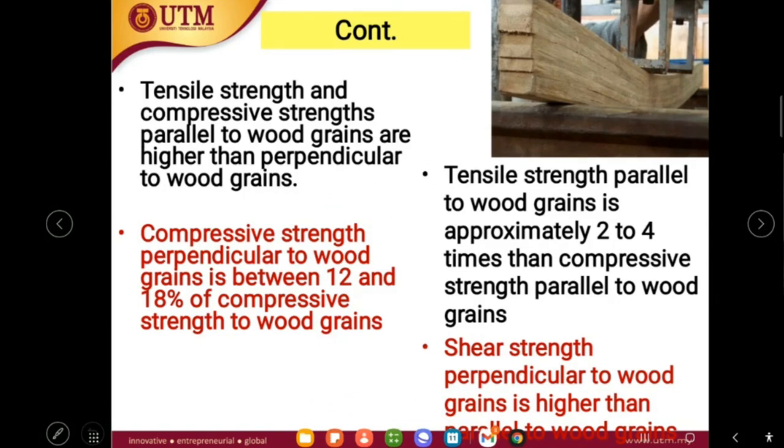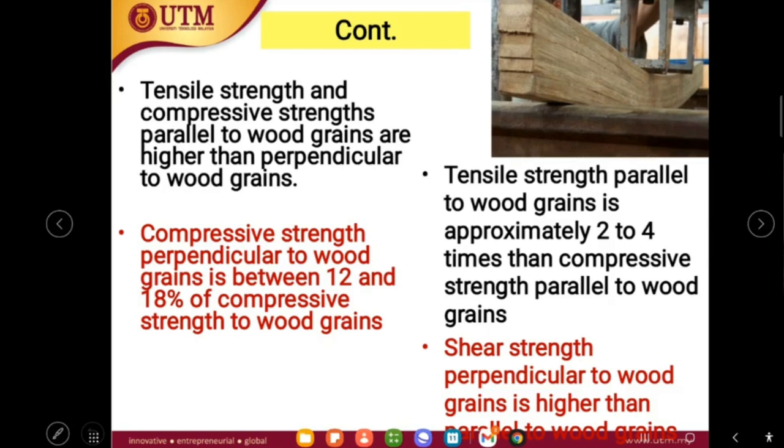So the tensile strength and compressive strength parallel to the wood grain are higher than perpendicular to the wood grain. Okay, and then the compressive strength perpendicular to the wood grain is between 12 to 18% of the compressive strength parallel to the wood grain. And the tensile strength parallel to the wood grain is approximately 2 to 4 times the compressive strength parallel to the wood grain. And then the shear strength perpendicular to the wood grain is higher than parallel to the wood grain. So you digest it later on.